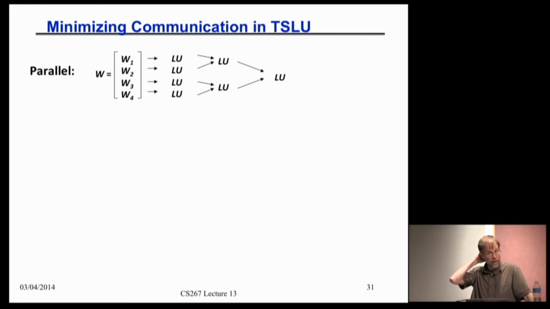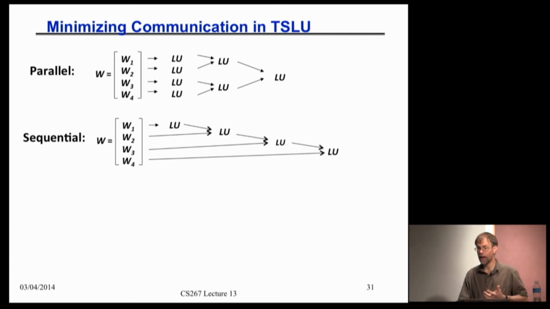But I also want to minimize communication in the sequential case, right? So I want something that minimizes the number of times I copy data from slow memory to cache. It turns out it's going to be exactly the same algorithm, except with a different reduction tree. So here's the sequential algorithm. Suppose I can only fit 1/4 of my rows into cache at one time.